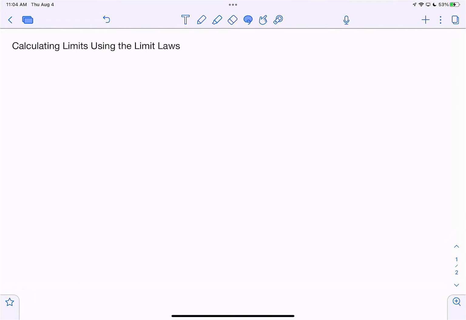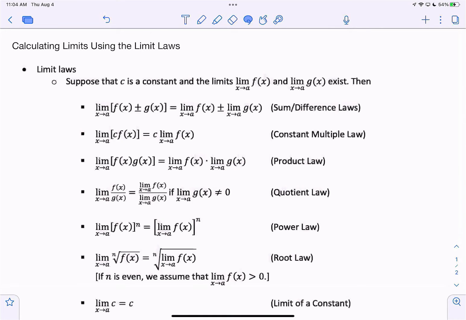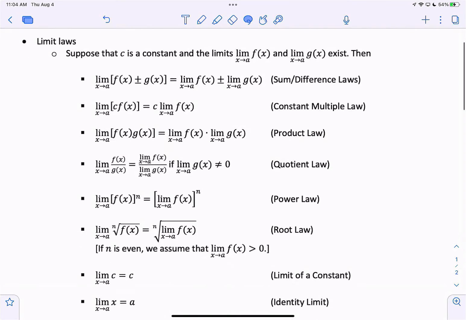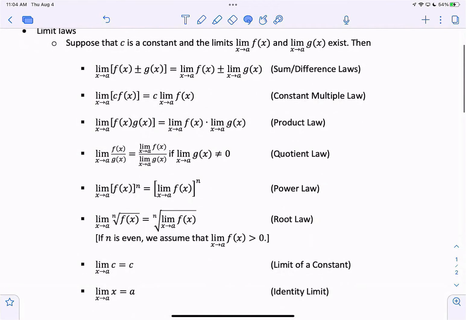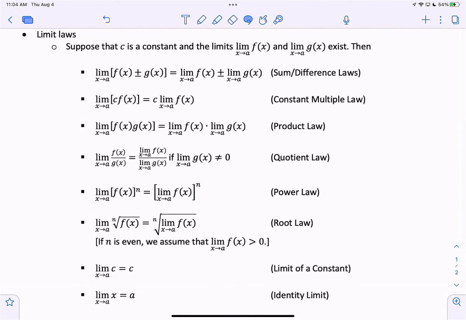We looked at limits from the perspective of graphing, but we can also see them using algebraic techniques. We're going to calculate limits using limit laws, and unfortunately, I've got to fill the screen with text. These are a bunch of limit laws. I know it's a lot to look at, but what you see is sum and difference, constant, multiple, product, quotient, power, root, constant, identity.